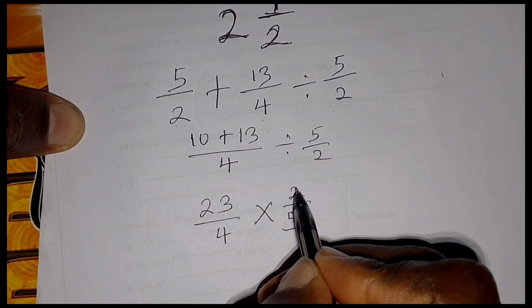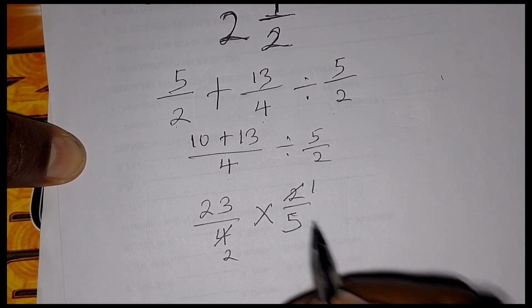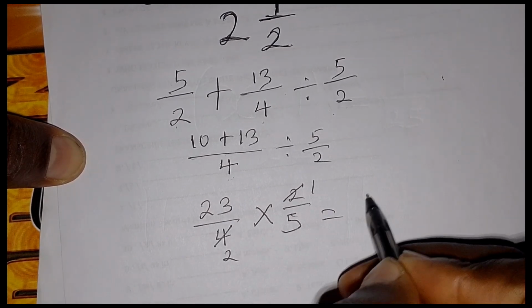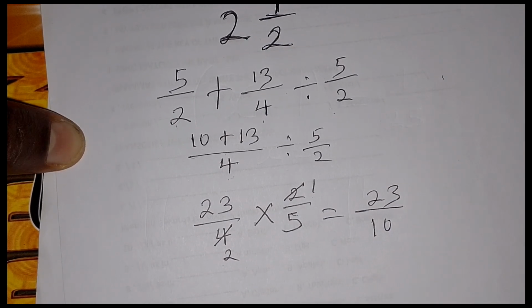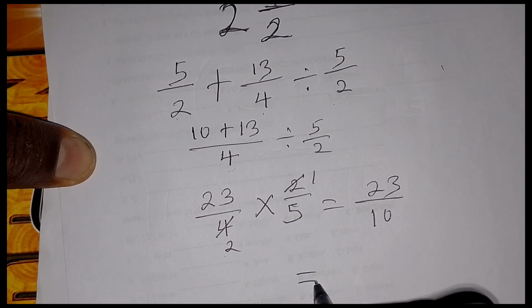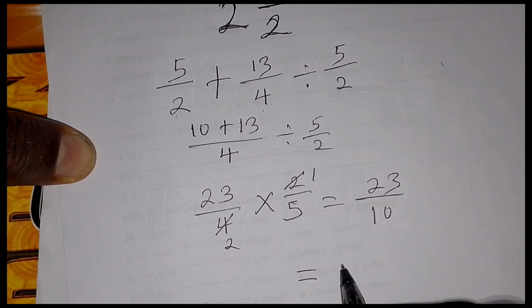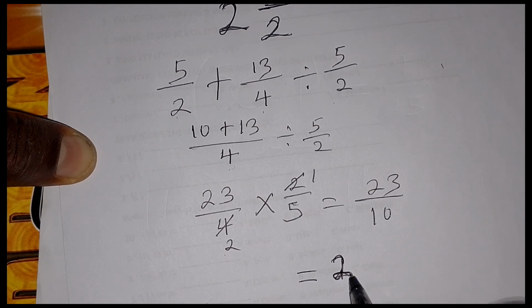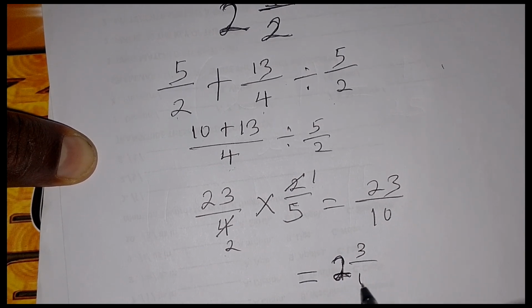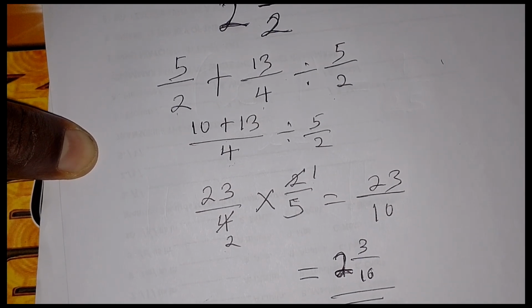At this point, we just say 2 divided by 5 is 1 and 2 divided by 4 is 2. So we have 23 times 1, 23 over 2 times 5 is 10. So the final answer is 23 divided by 10, we go 2 times, 2 places, 2 whole number, 3 over 10. And that is the final answer.